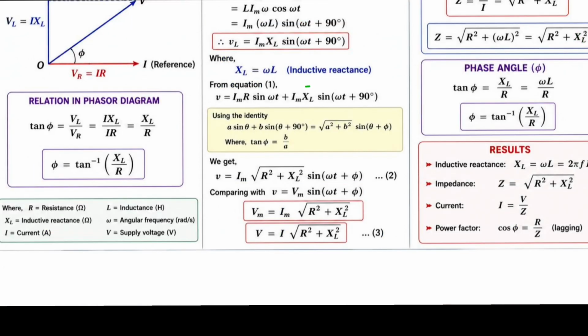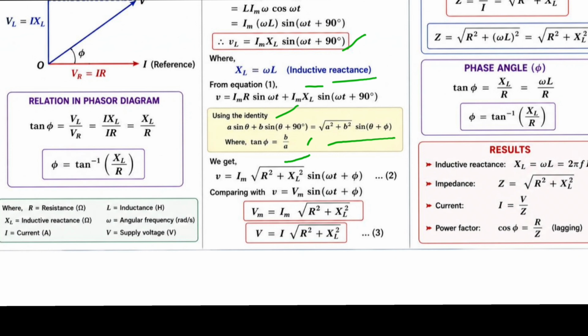Next, XL is equal to omega L, according to inductive reactance. Substitute the value of XL in equation 1. Once you substitute the XL value, you will get, according to the identity, A sin theta plus B sin of theta plus 90 degrees. You can write it this way, and tan theta is B by A.